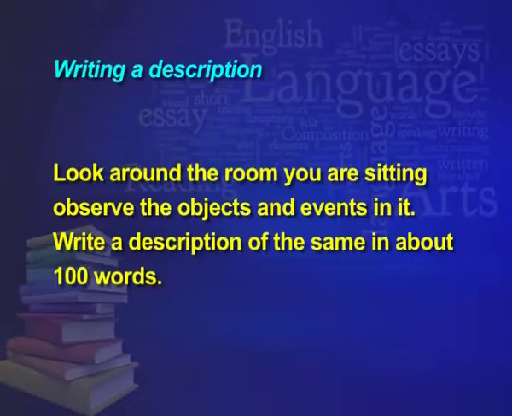Let us look around the room you are sitting in and observe the objects and events which happen in the room. Write a description of the same in about 100 words. If I am given the task, what will I do? Should we start writing the description immediately? No, not at all. We need to gather ideas, look around and see the room, see what are the things available, objects moving or not moving, and events happening in the room, then write.